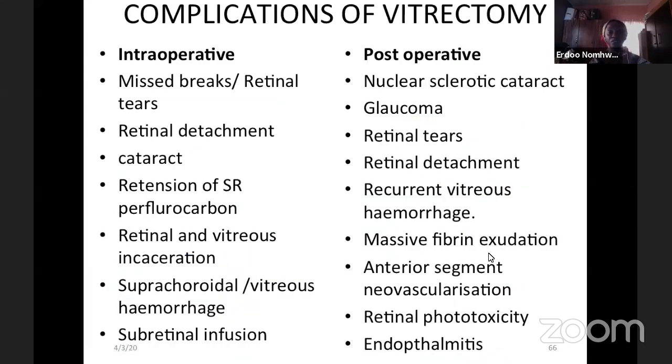So these are some of the complications of vitrectomy. It could be intra or post-operative.